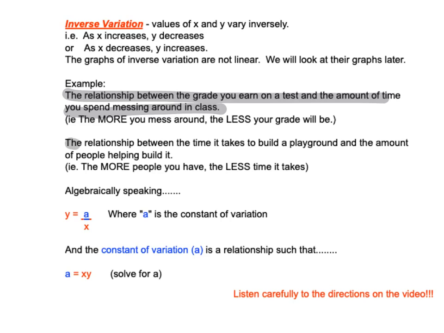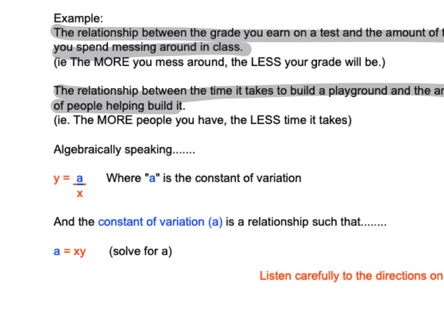Or another example would be the relationship between the time it takes to build a playground and the number of people helping build it. The more people you have, as the number of people goes up, the time it takes goes down. So those are things that vary inversely. Algebraically speaking, this is not a linear equation.